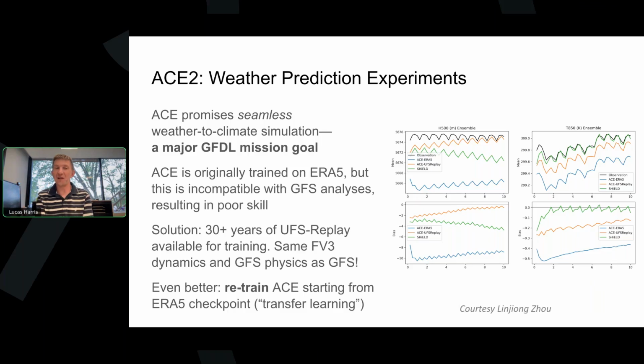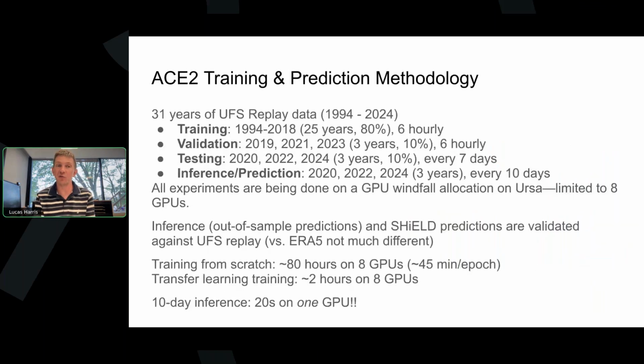A little bit about the methodology, a little bit about getting under the hood. So there's 31 years of the UFS replay data. It's divided into 3 sets. The main one is a training data set, which is 25 years of the data set. That's the one that's used for basically computing and minimizing your loss function, which is the root mean square error of your various climate variables.